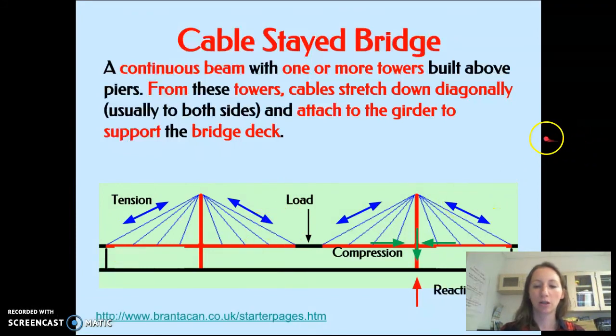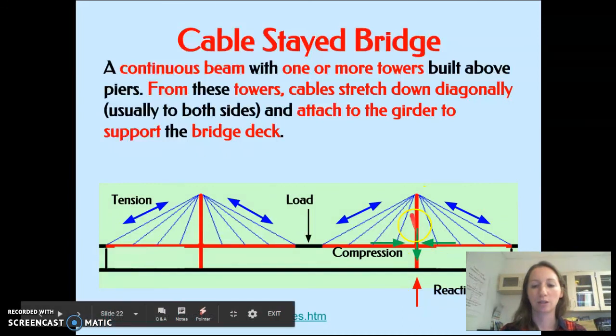Right, so make sure you get a diagram here of the compression and tension. Compression is going to be against the towers. Tension is going to be the cables themselves or pulling. Right.